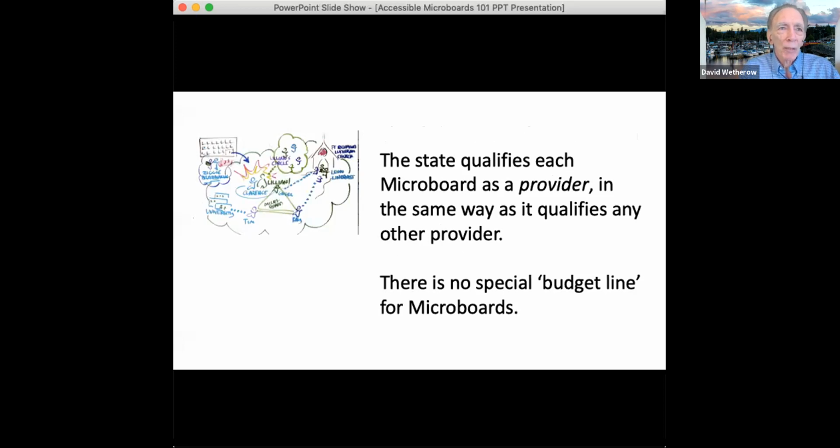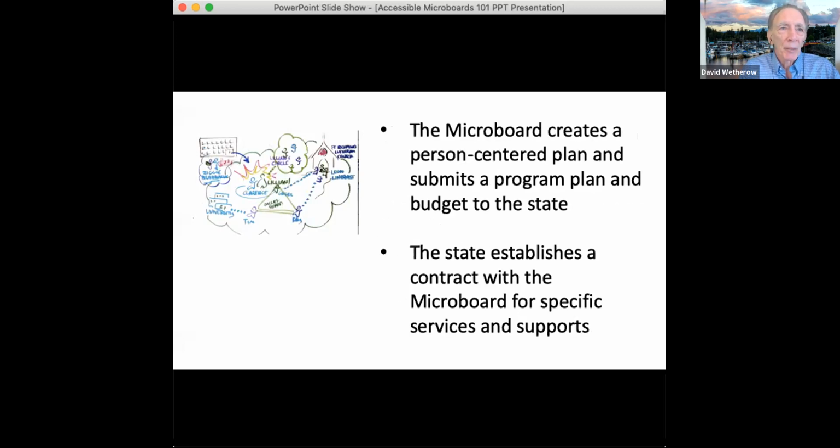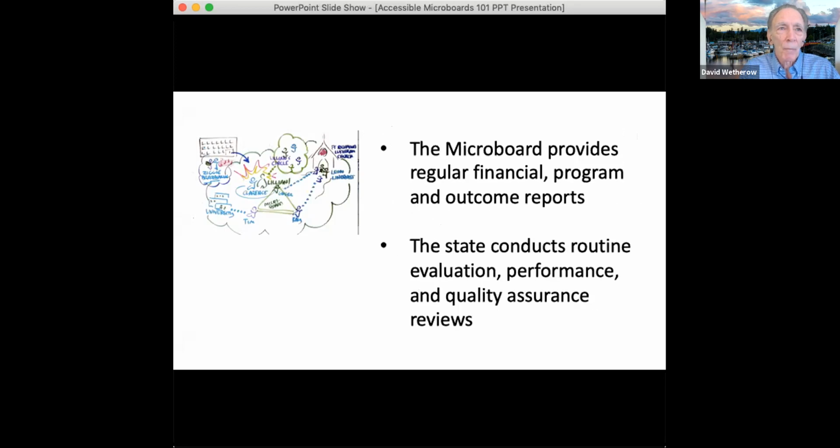The state qualifies each microboard as a provider in the same way as it qualifies any other provider. So there's no special budget line for microboards and no special administrative line. The microboard creates a person-centered plan and submits the program plan and the budget to the state. The state establishes a contract with the microboard for specific services and supports.